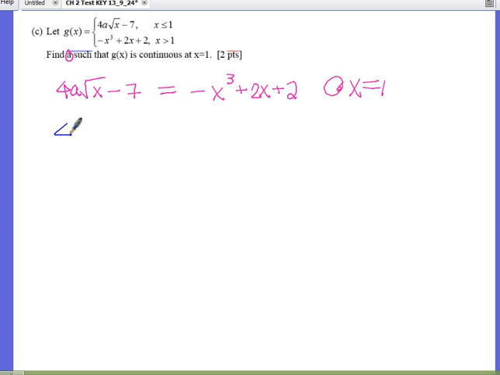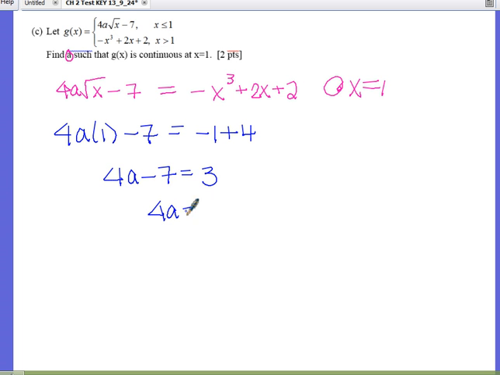so we're actually going to substitute in the 1. So we get 4a times 1 minus 7 is equal to negative 1 plus 4. And so we get 4a minus 7 is equal to 3. 4a is equal to 10, so a is equal to 5 halves.